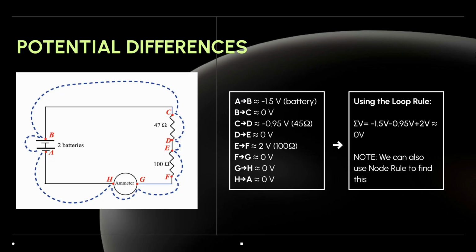We only see voltage differences between the batteries and the resistors. From A to B, we see negative 1.5 volts, and then the 47 ohm resistor from C to D is approximately negative 0.95 volts, and then the 100 ohm resistor from E to F is approximately 2 volts. Using the loop rule, we summed all the volts together, and that should approximately equal 0 volts. A note that we can also use the node rule to find this as well.